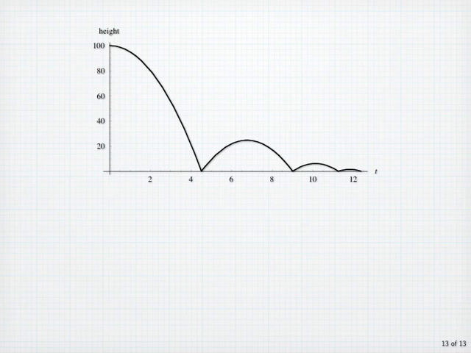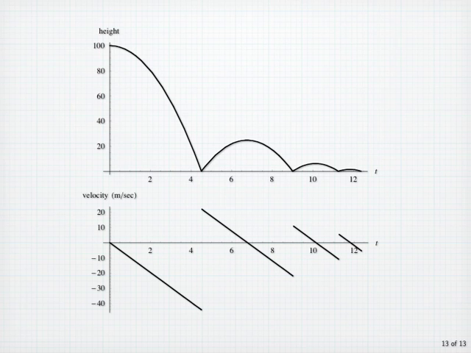Now here's the graph of that height function again, along with the graph of the velocity. Notice that the velocity has a discontinuity each time the ball bounces. Also notice that a maximum height is attained between each bounce at a time when velocity is 0.